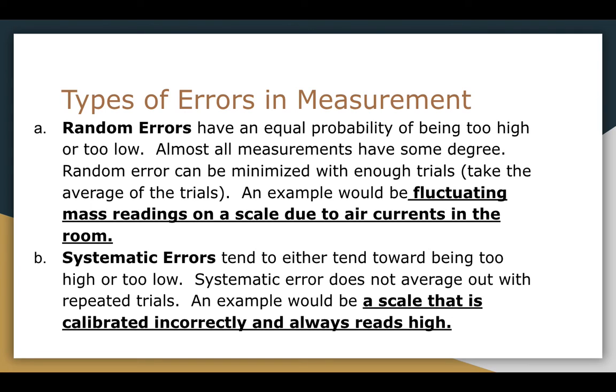Systematic errors tend to be either too high or too low, just in one direction. Systematic errors do not average out with repeated trials. An example would be like what we saw before, a scale that is calibrated incorrectly and always reads too high. Like in our first example, it was always off by 5 grams. No matter how many readings we took, that is not going to average out to being the true value. So a systematic error is one that tends to be in just one direction.